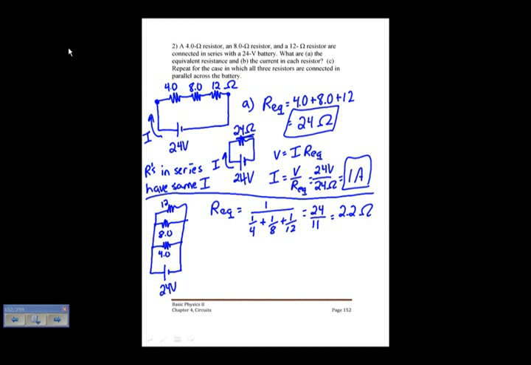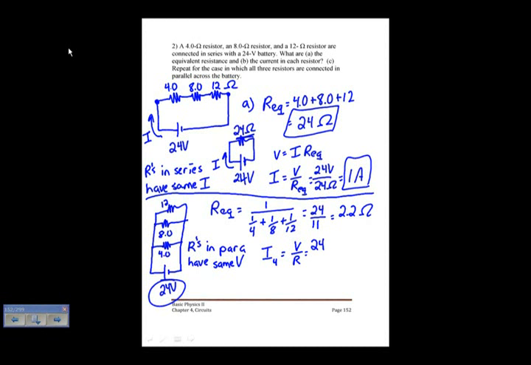Now we want to know the current in each one. Resistors in parallel, it's our rule, have the same voltage, not the same current. But each of these resistors, the 4, the 8, and the 12 ohm resistor, all have a voltage of 24 volts. So I can find the current in the 4 ohm resistor is going to be V over R.